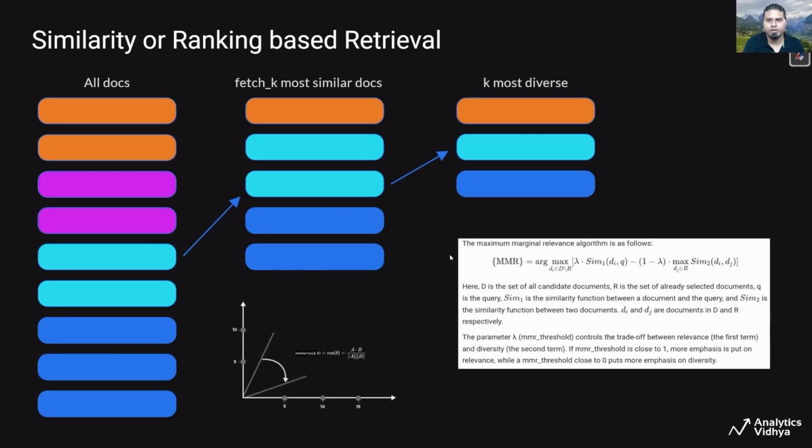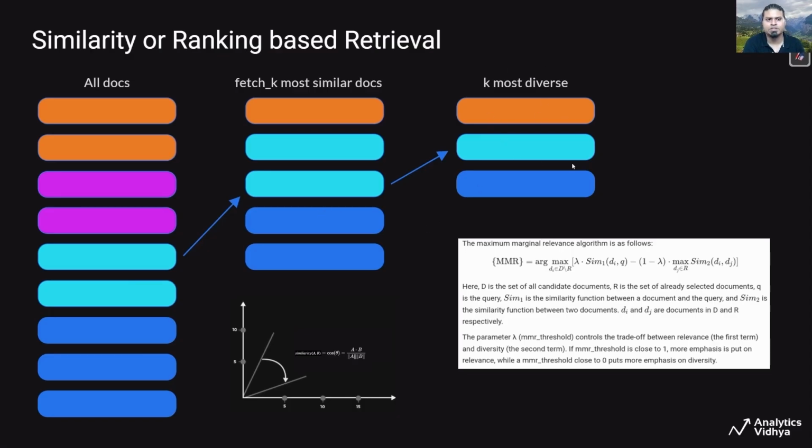So what is similarity or ranking-based retrieval? Assuming you have a bunch of documents, you can use a similarity function like cosine similarity, which looks at how similar are the embeddings between a document and the input question, and then you can get the k most similar documents, right, with the highest cosine similarity or the lowest cosine distance to the input question.